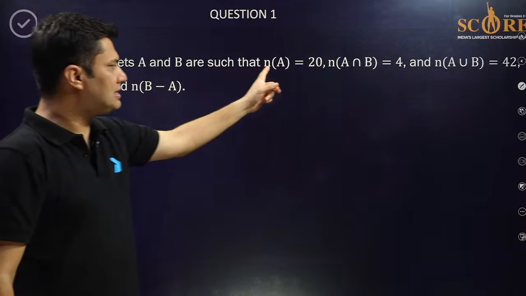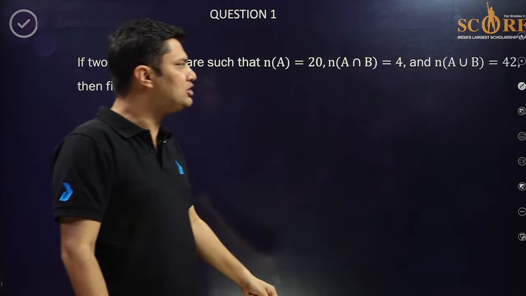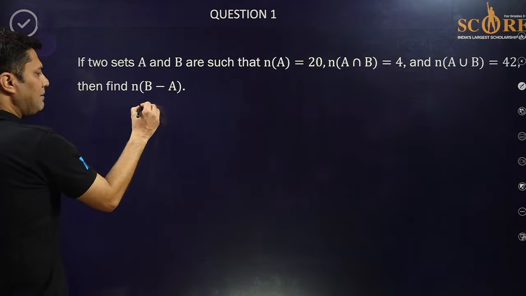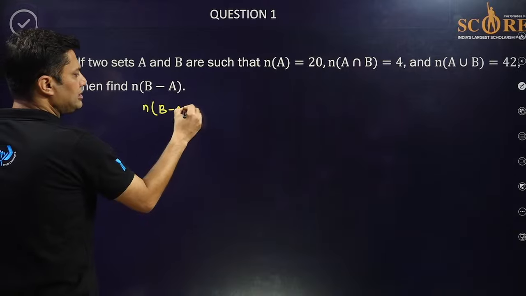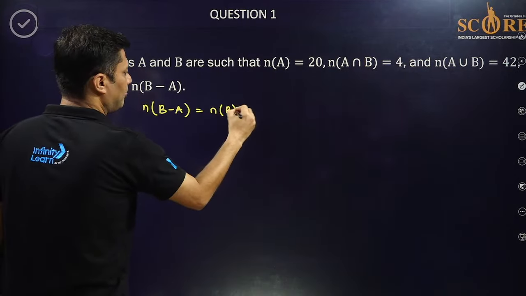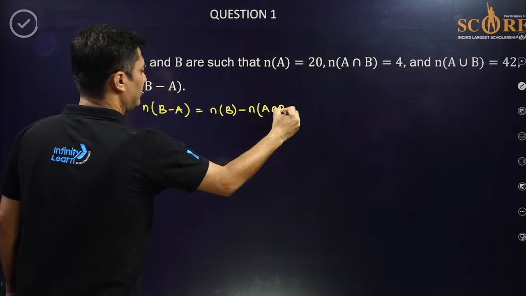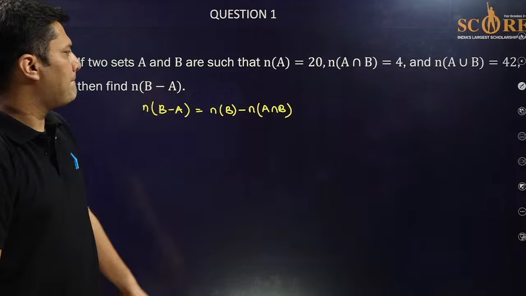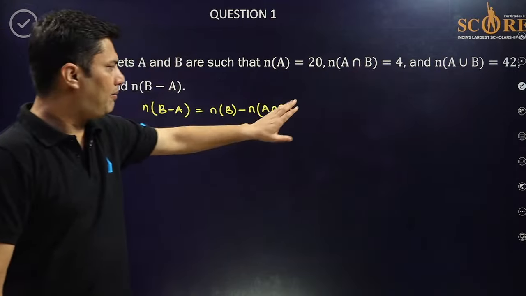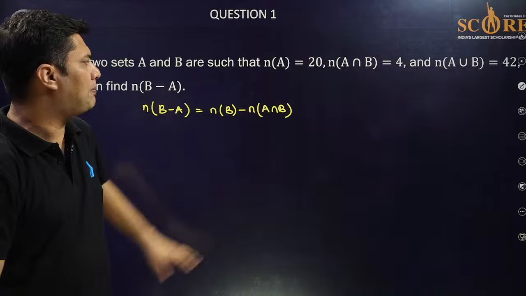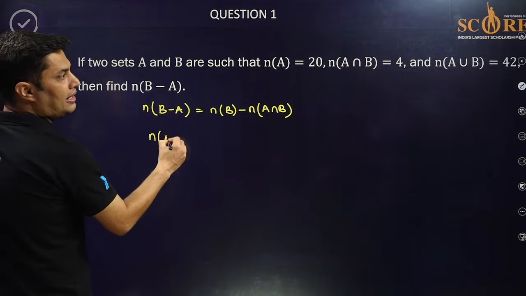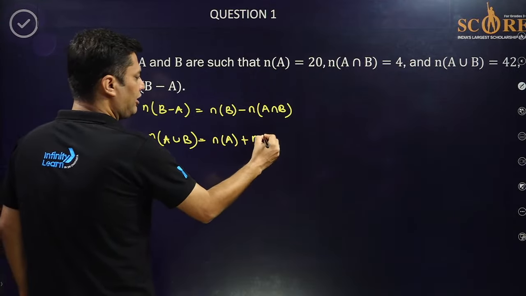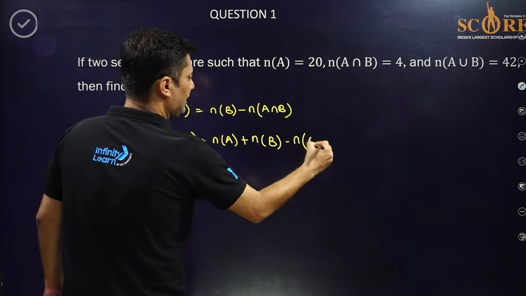If two sets A and B are such that n(A) is 20, n(A intersection B) is 4, n(A union B) is 42, can you find n(B minus A)? The set formula for n(B minus A) is n(B) minus n(A intersection B). You know that, the difference of the sets, B minus A. Now I don't have n(B) here, but I have n(A intersection B). So let's apply the formula n(A union B) is equal to n(A) plus n(B) minus n(A intersection B).